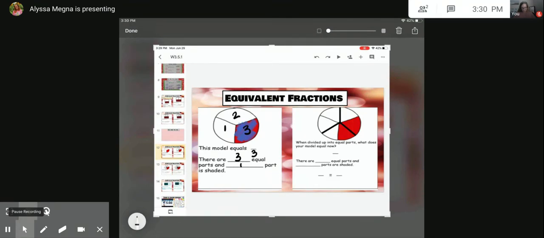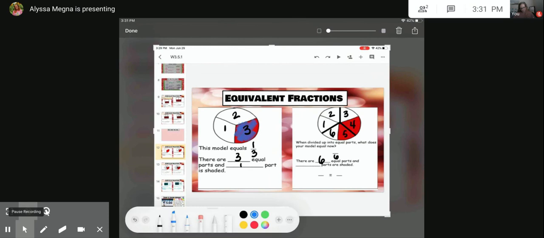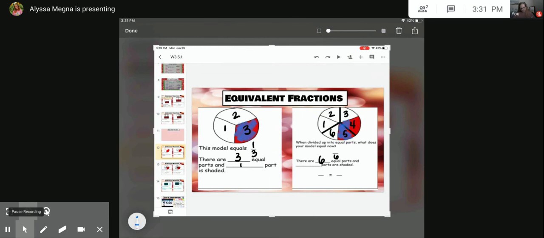If we move on to the next one, it says when divided into equal parts, what does your model equal now? So we're looking at the parts. How many parts do we have now? Well, we have 1, 2, 3, 4, 5, 6. So remember, the total equal parts is your denominator. And then, how many parts are shaded? Well, we have 1, 2. So there are 2 shaded parts, 2. So our fraction here is 2/6.